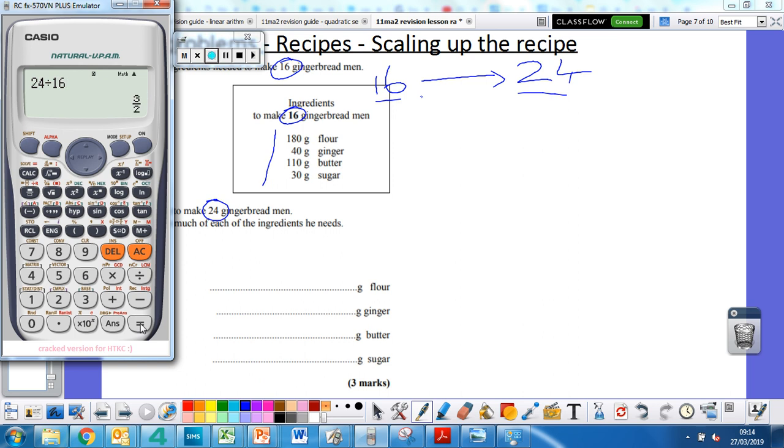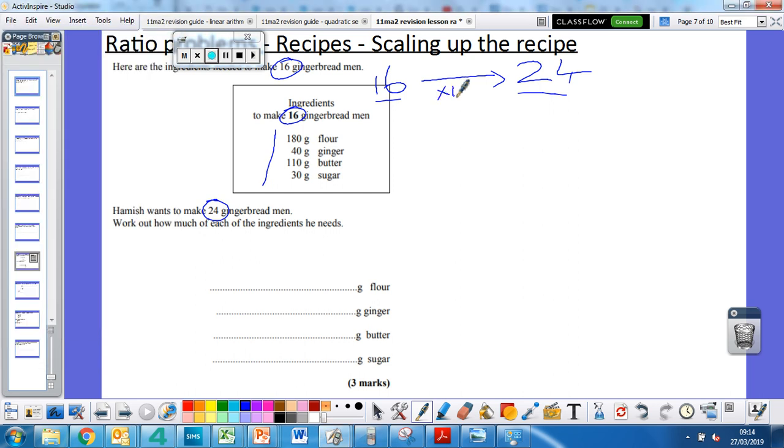This gives us 3 over 2, turn it to a decimal, 1.5. So we have found the multiplier 1.5. There's often 1 mark on a GCSE paper if you've identified that multiplier. So now we apply that multiplier to each of these. We do 180 times 1.5, which is 270. Of course, you can use your calculator.